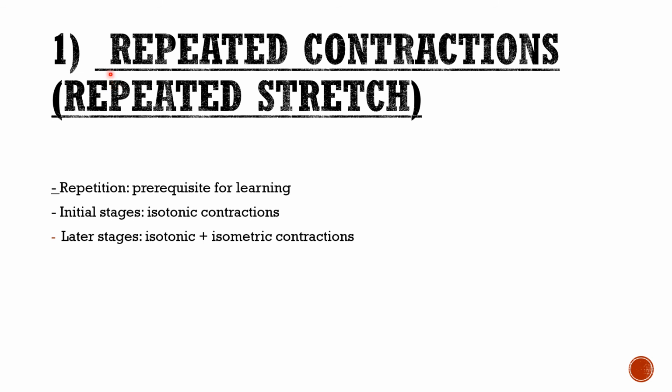Now, starting with the first technique, that is repeated contractions, also known as repeated stretch. Its repetition is a prerequisite for learning. In the initial stages, we perform isotonic contractions, and in the later stages, we perform isotonic and isometric contractions for the patients.